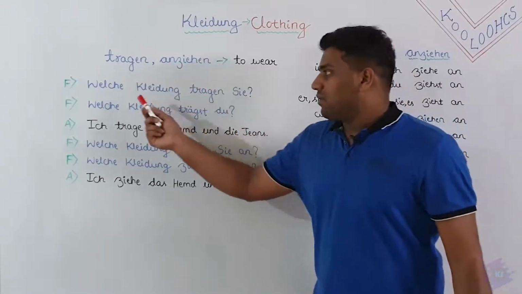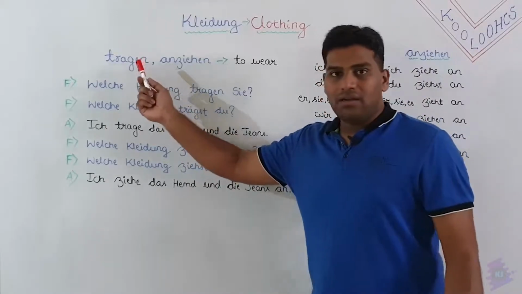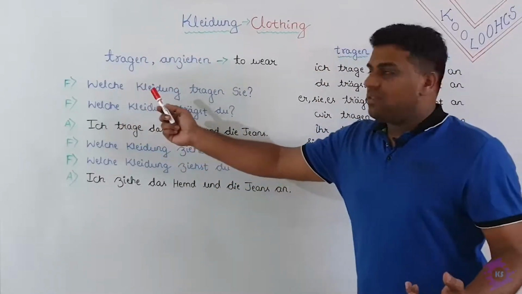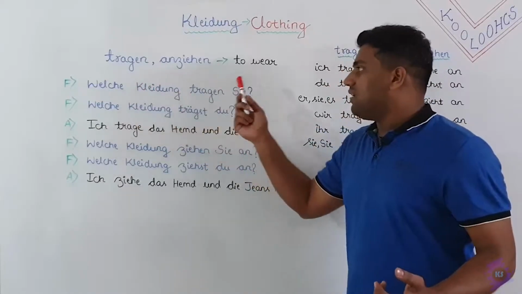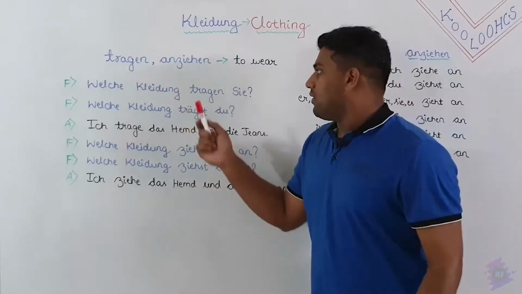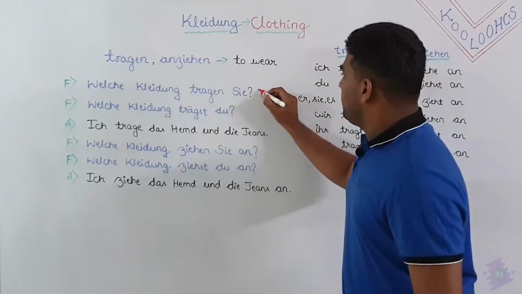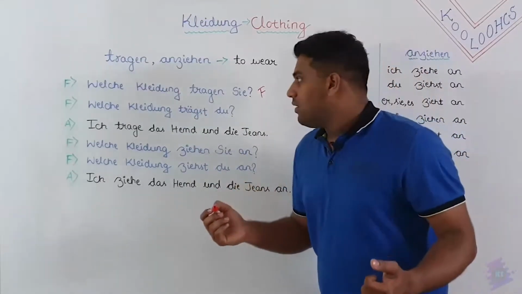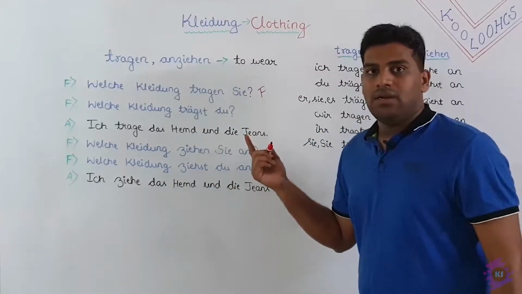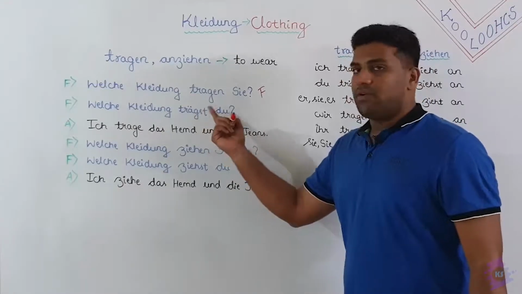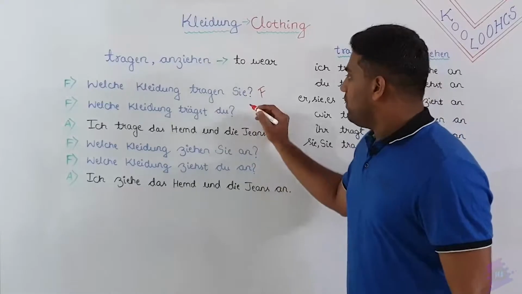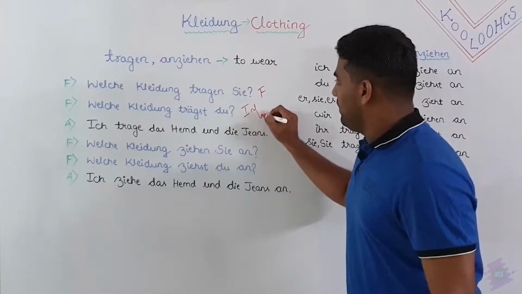Now let us understand this through examples. The first verb is tragen. So here is an example with the verb tragen. A question can be like this: Welche Kleidung tragen Sie? That means which clothing do you wear. That is a formal way of asking. An informal way would be with the usage of du. That is, welche Kleidung trägst du? Trägst is for the pronoun du and tragen is for the pronoun Sie. So the second one is the informal way of asking.